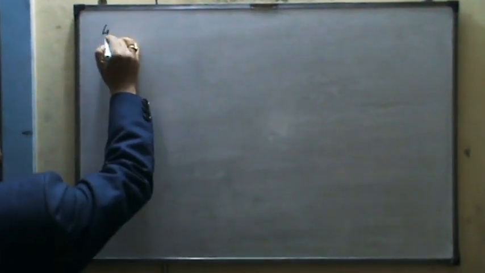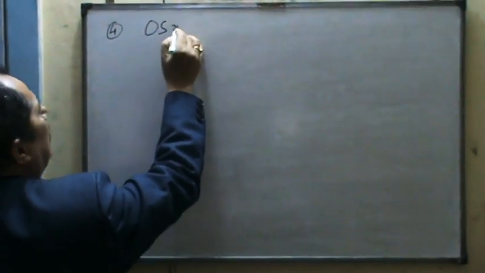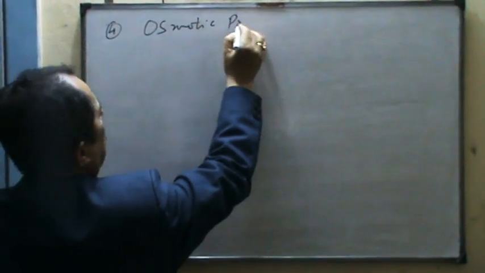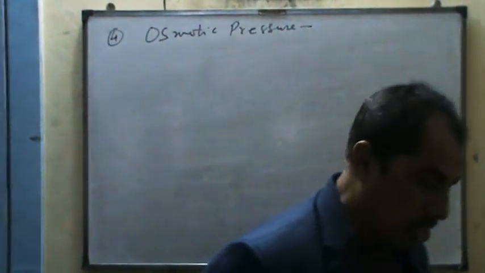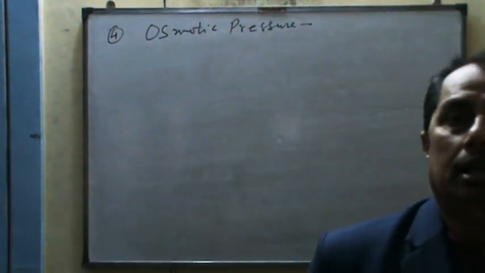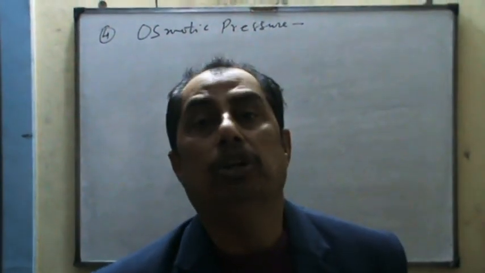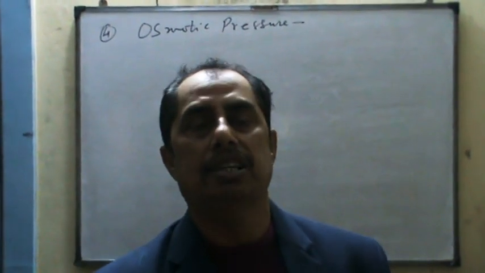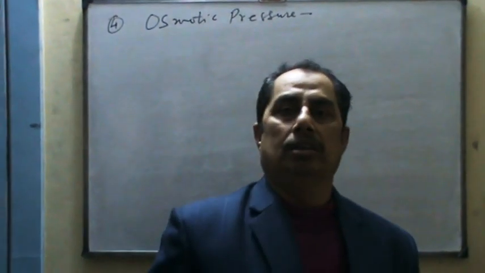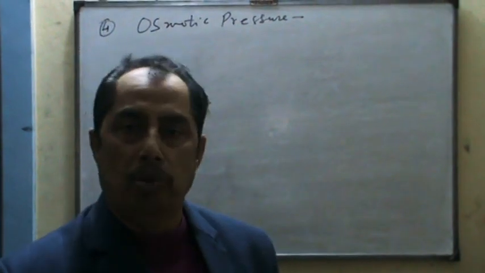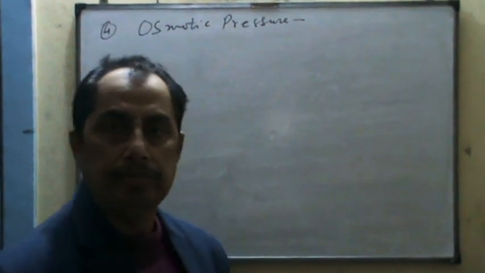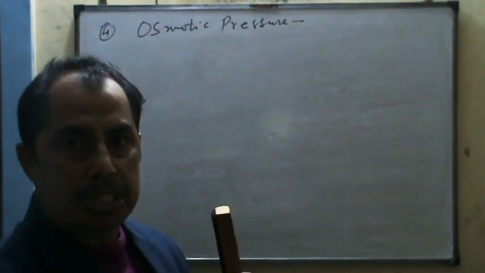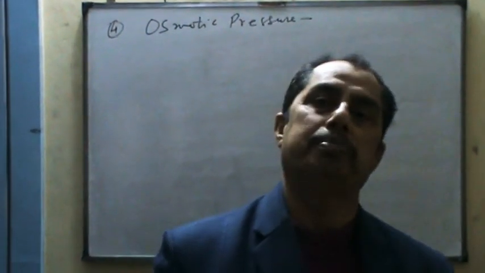The last colligative property is osmotic pressure. What is osmotic pressure? I will explain in detail about the osmosis, but this time we are discussing osmotic pressure. So, more the number of solutes provided to the solution, more the osmosis so as to osmotic pressure.